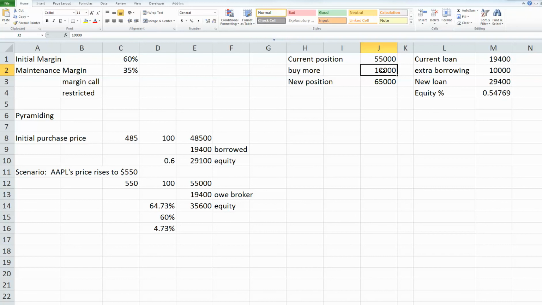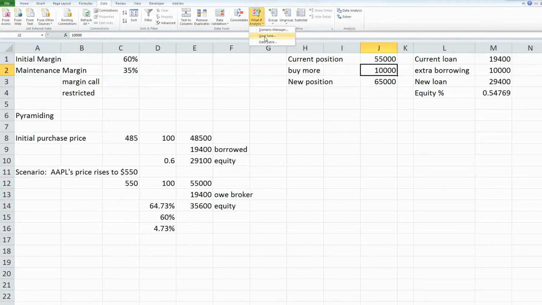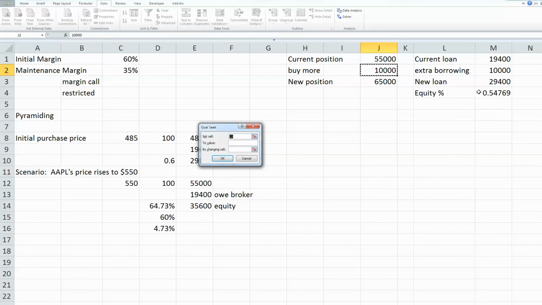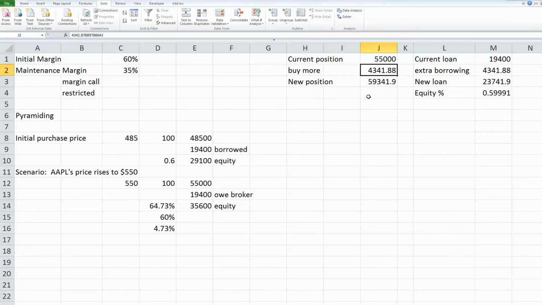So my question is, how much do I need to borrow so that I get this equity percentage to exactly 60%? And I'm just going to use goal seek, which is under data, what-if analysis. And I'm going to say set M4 to 60% or 0.6 by changing J to the extra amount that I'm going to buy, financing it all with borrowing. So how much can this be so that this equity percentage is exactly 60? And the answer is $4,341.88. So if Apple cost $550 right now, that would be 7.89 shares.